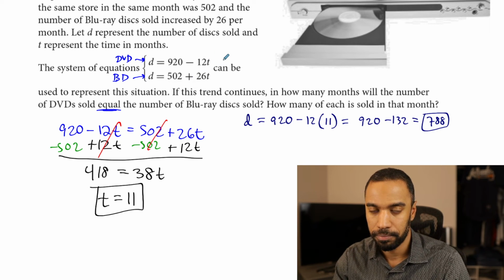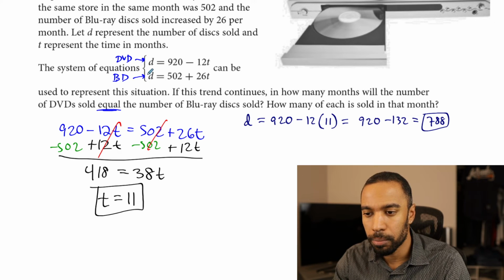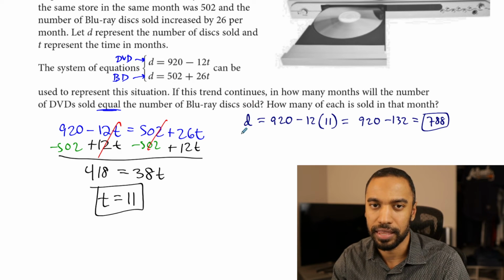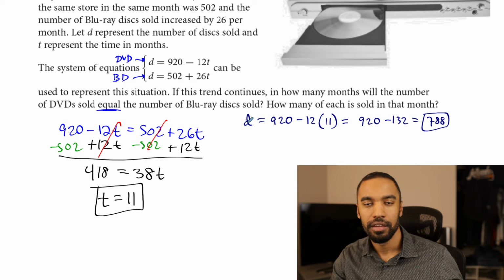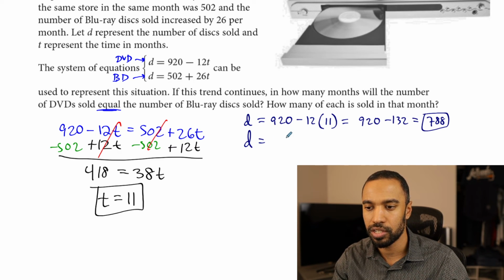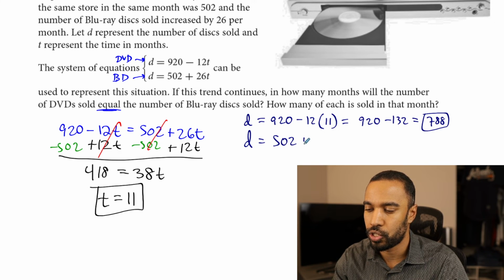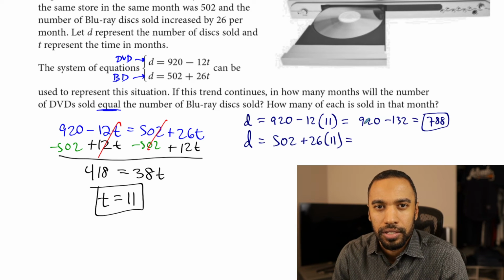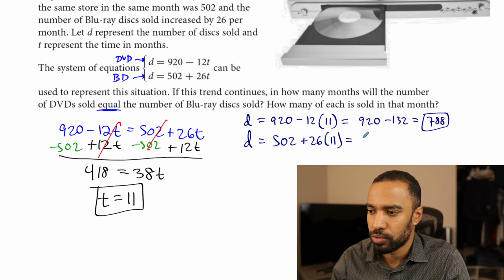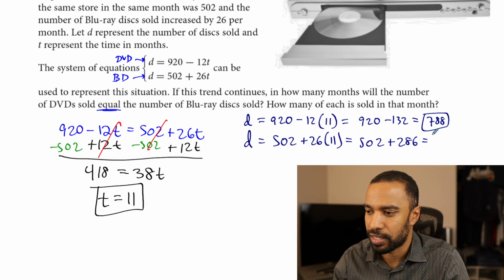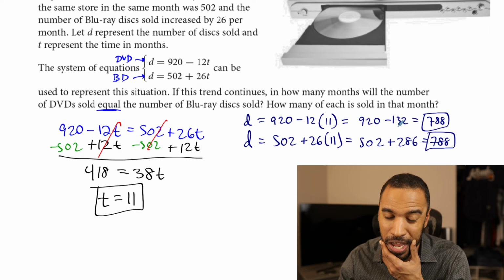Let's confirm that when we do the Blu-ray equation that I get the same answer. Remember, the whole point was getting the same D, right? Getting the same answer for both of these things. And let's confirm we got that. 502 plus 26 times 11. Oh, I don't know 26 times 11. Let's see. 286. So 502 plus 286, and that is 788. So we get 788 for that one as well. So D does happen to equal 788, whether I do one or the other.